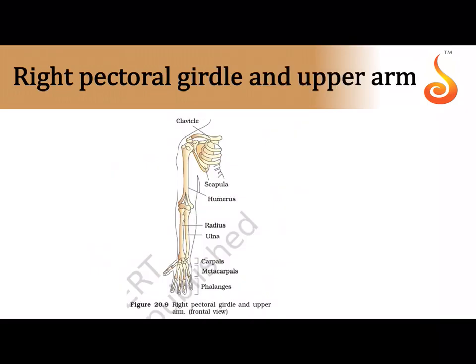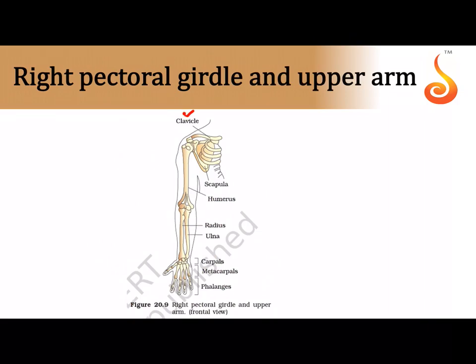Then the bones of the pectoral girdle. See, the pectoral girdle has a collar bone that is called the clavicle, isn't it? And then this triangular bone at the back is referred to as the scapula. The clavicle and the scapula make up your shoulder girdle. We are seeing one half of your pectoral girdle here. And then you have the humerus, which is the bone of your upper arm.